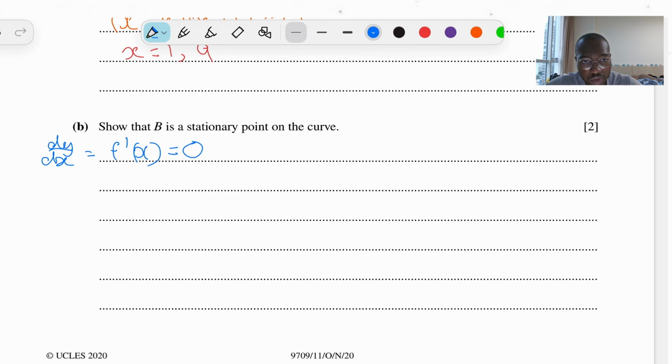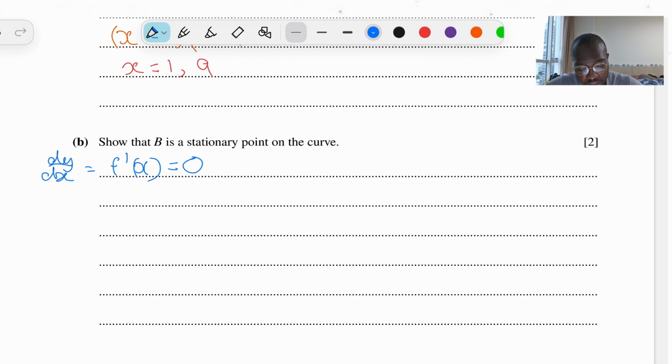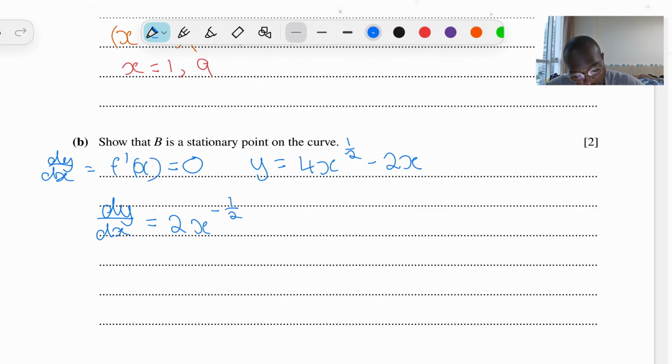So therefore, all we need to do is differentiate that curve, because we've shown that b is it. We just differentiate the curve. So we know that y is equal to 4x to the half minus 2x. If we differentiate that, what do we get? We get dy over dx equals 2x to the minus a half minus 2.